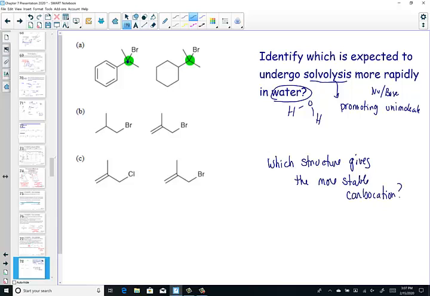Here is my alpha carbon. The carbocation is right next door to a benzene ring, so the carbocation would be resonance stabilized. This is also a tertiary carbocation, but it does not exhibit resonance. So this structure, being resonance stabilized and tertiary, would be the more rapidly occurring reaction.